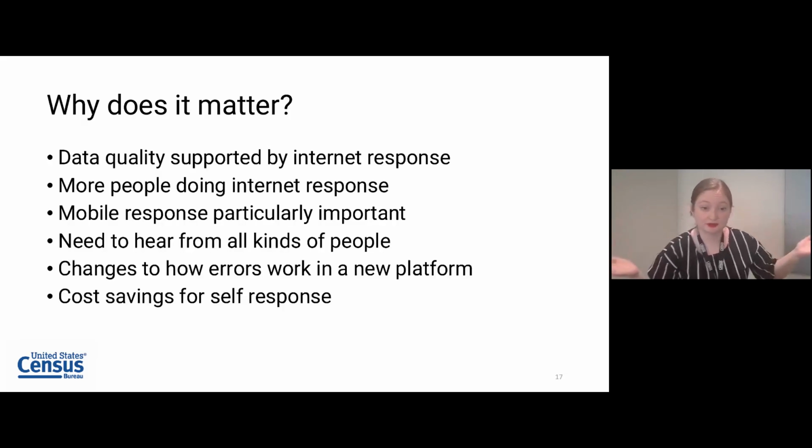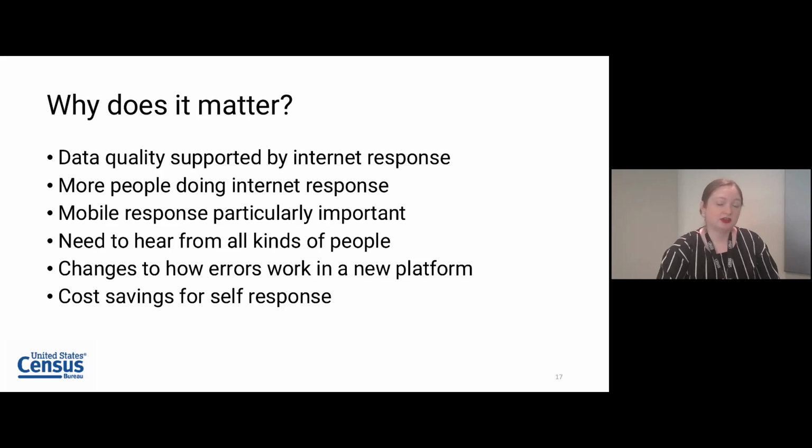So why are we doing this? What does it matter for? One, we're really trying to support internet response in general, and doing so is going to support data quality. A lot of times we get actually more accurate results when people do the internet instrument. More people are doing the internet response, and especially mobile response is becoming particularly important. There are a lot of kinds of people who are more likely to do mobile response. So younger people, people in group quarters, Hispanic Americans. And so it's important to make sure we're getting accurate data for them.